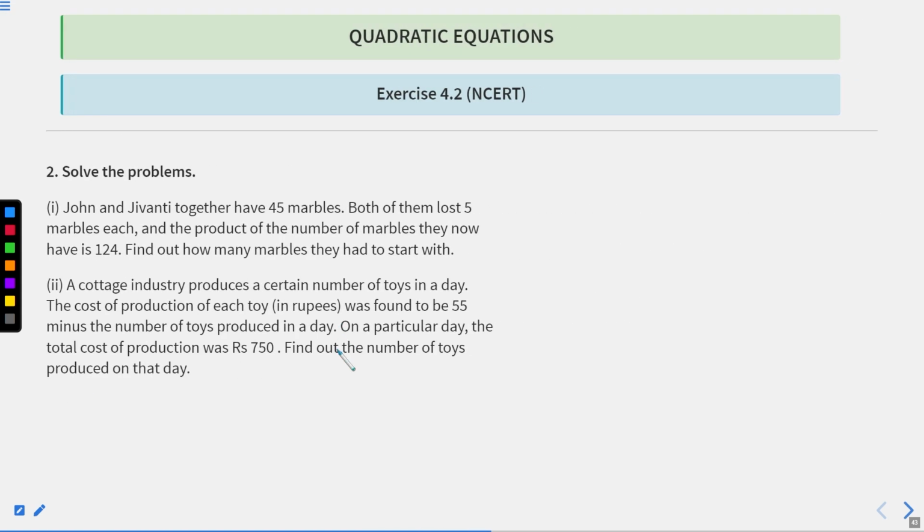In question number 2, we have to solve the problems. In the first one, it says John and Jivanti together have 45 marbles. Both of them lost 5 marbles each, and the product of the number of marbles they now have is 124. We have to find out how many marbles they had to start with. So let's solve this problem.